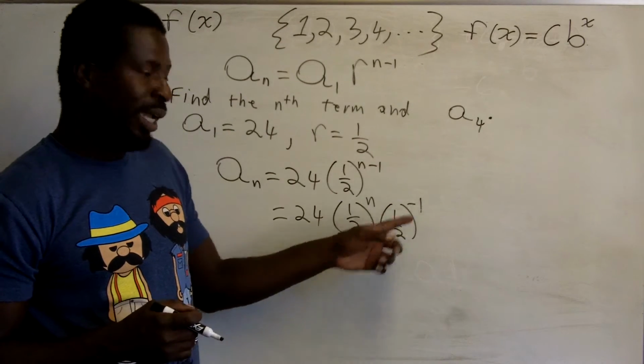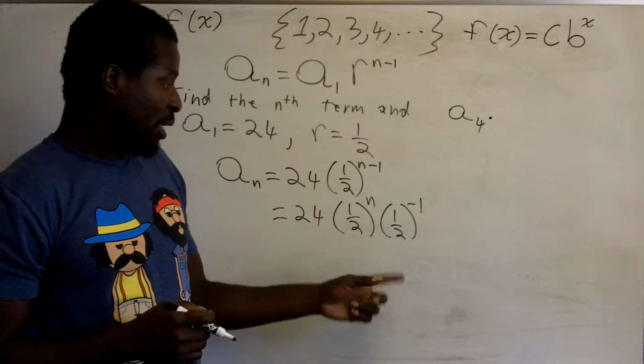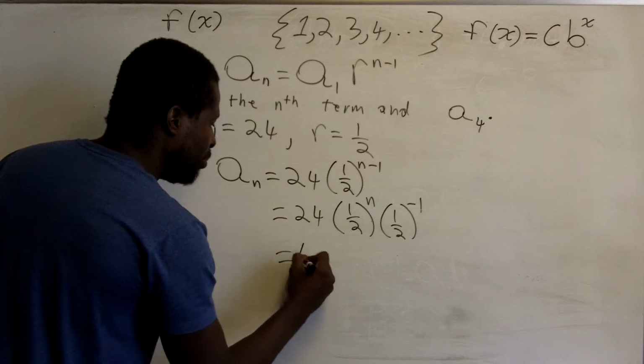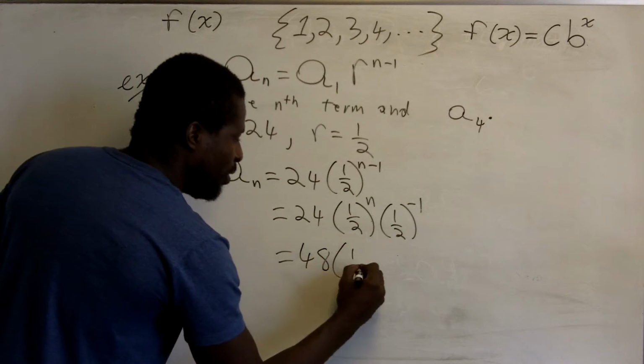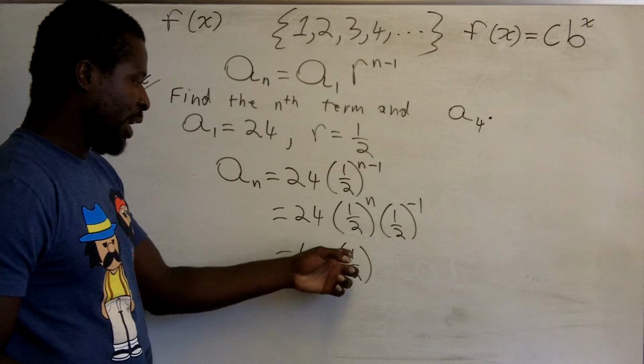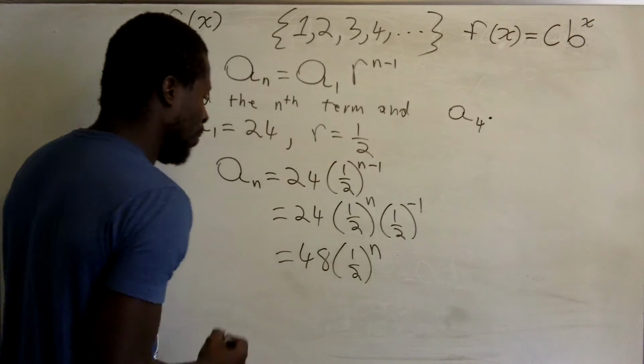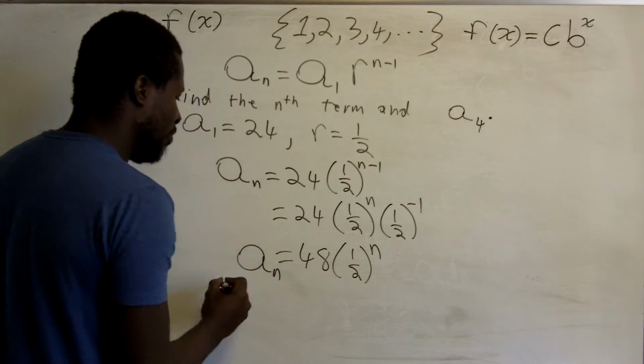1 over 2 to the negative 1 power is just 2. And then 2 times 24 gives me 48. So the nth term formula is 48 times 1/2 to the nth power. That's the nth term formula.